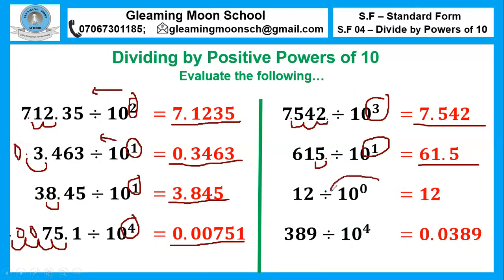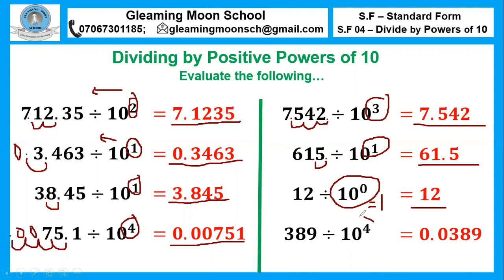Now, does anybody remember what we said 10 raised to the power of 0 is? Absolutely, that is equal to 1. So if 10 raised to the power of 0 is equal to 1, basically what we are doing here is 12 divided by 1, which is equal to 12.